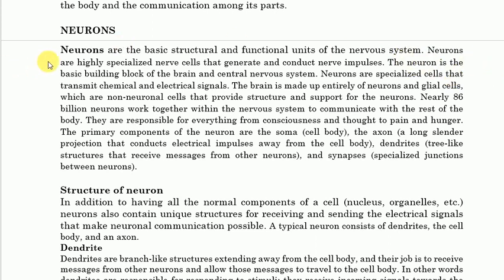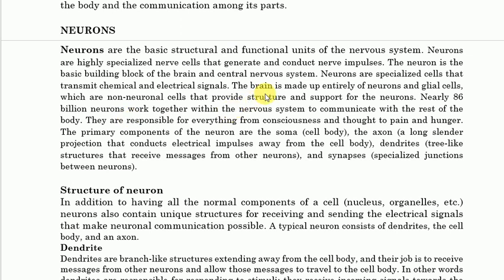So the neuron is the basic building block of the brain and the central nervous system. Pia hata peripheral nervous system, tunaona nerves zote, all of the nerves, they are made up of the neurons. Neurons zikiungana zinatengeneza nerve fibers, nerve fibers zikiungana zinatengeneza a nerve. So neurons are specialized cells that transmit chemical and electrical signals. Chemical maana yake ni pale kwenye synapse, tutaona kwa mbele kwamba kwenye synapse electrical impulse inapita kwenye neuron, kwenye axon. Ikifika kwenye synapse inabadilika kuwa chemical, then tutaona jinsi gani inakuwa.